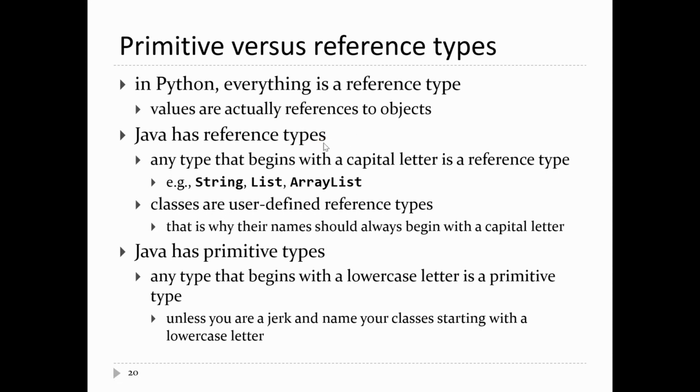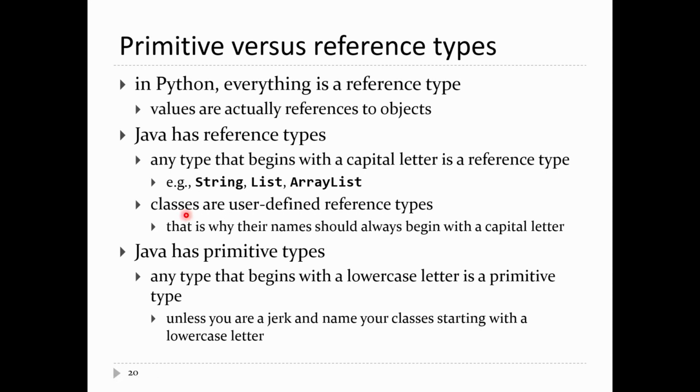Java also has these same kinds of types, these reference types. If you see any type that begins with a capital letter, like capital S String, capital L List, capital A ArrayList, these types are all reference types. That's why the naming convention is here: if you just look at the way a name is spelled, you can tell whether or not it's a reference type. If it begins with a capital letter, it's a reference type.